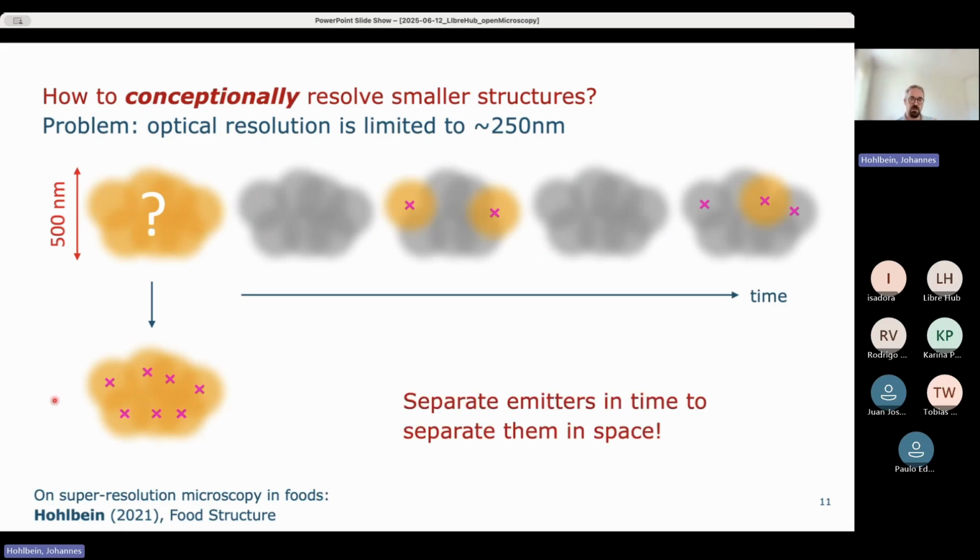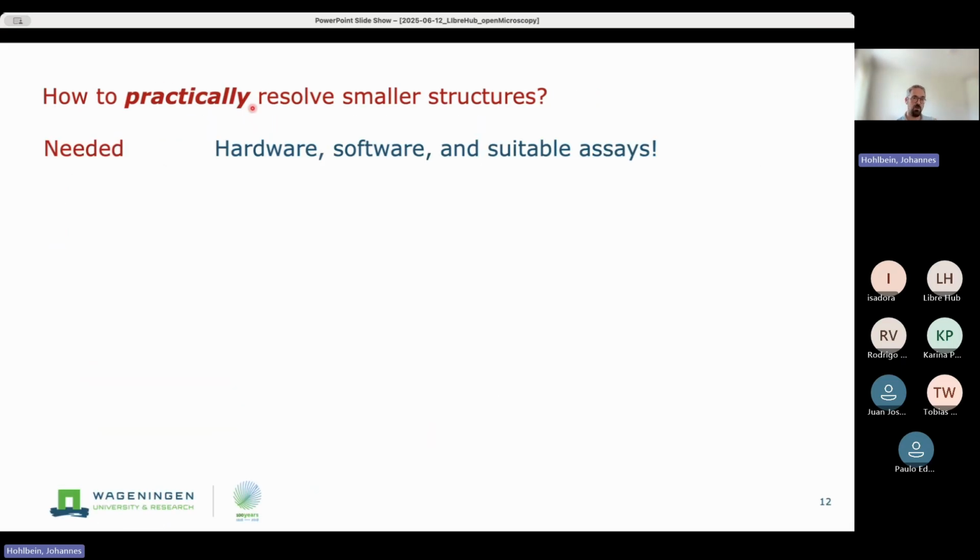And the idea there is that we separate the emitters in time to be able to separate them in space. Okay, so now we have the conceptual idea of super resolution microscopy, and now we have to go into the practical realization of that. So what do we need? We need microscopy hardware, we need software to analyze our data, and we need suitable assays.